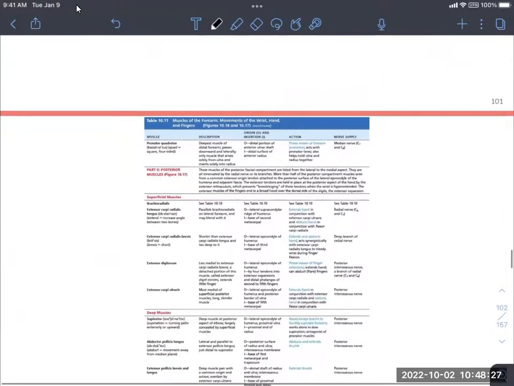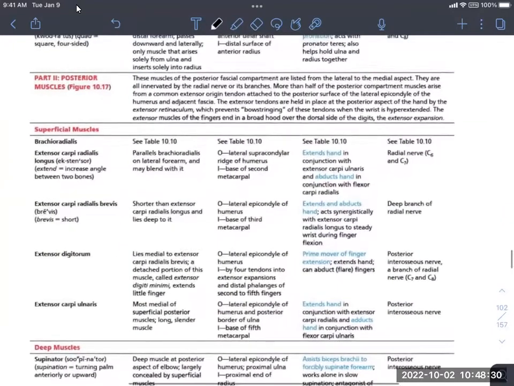We looked at flexors. Let's look at extensors. And we have brachioradialis. We've already looked at that. So extensor carpi radialis longus. It originates at the lateral epicondyle of the humerus. It inserts at the base of the second metacarpal. Extensors are on the lateral epicondyle. Flexors are the medial. Extensors are the lateral. Extensor carpi radialis is going to extend the hand and abduct the hand.